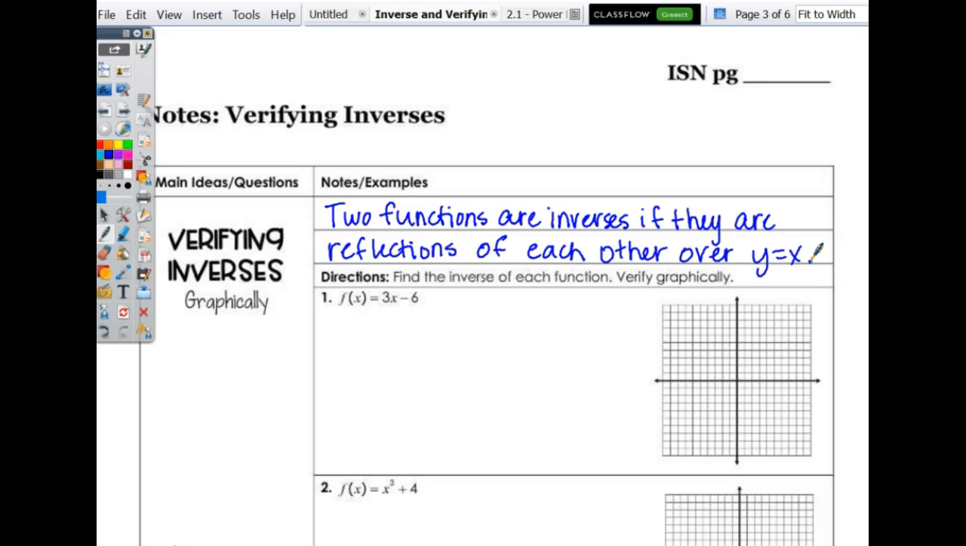So two functions are inverses if they are reflections of each other over the line y equals x. We talked about inverses yesterday. If a function passes the vertical line test, it's a function. If it passes the horizontal line test also, it's 1-to-1, and its inverse is also a function.